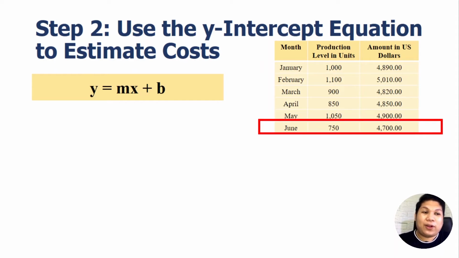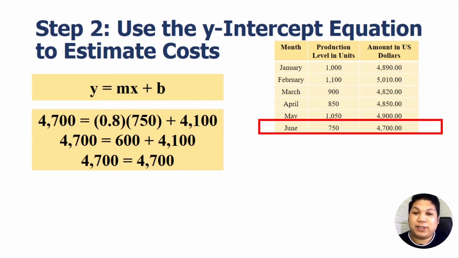Let us check whether our solution is actually correct. Okay? We will use this June information. In June, the total cost was 4,700, and our slope, or the variable cost per unit, is 0.80, and the production level is 750, and our y-intercept was 4,100. So 47 is equal to 6 plus 41, so approximately we got it correctly. However, as I have said, this scatter graph method is limited.